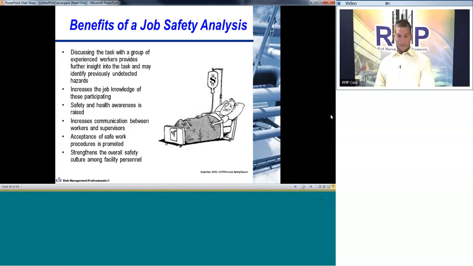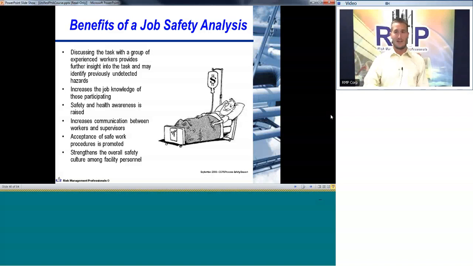Benefits of a job safety analysis. Benefits are that discussing the task with a group of experienced workers provides further insight into the task and may identify previously undetected hazards. It increases the job knowledge of those people participating. It includes safety and health awareness. At least it brings it up once again, lets everybody know about the safety and health awareness that people need to be aware of. It increases communication between workers and supervisors. Acceptance of safe work practices and procedures is promoted, strengthening overall safety culture among facility personnel.